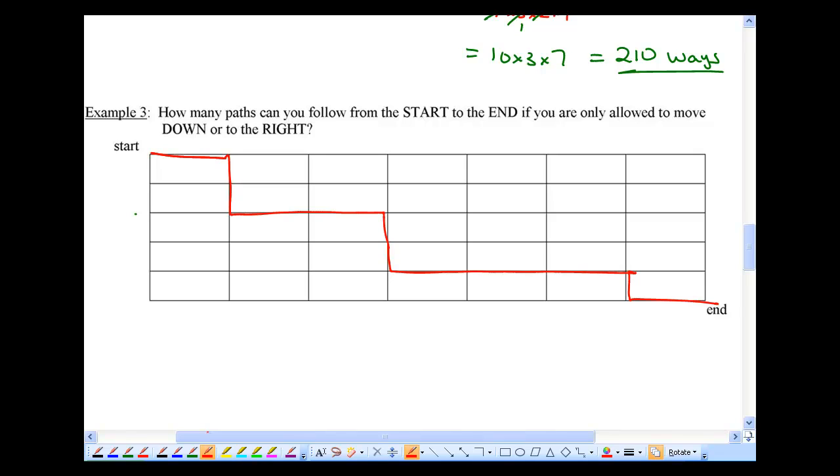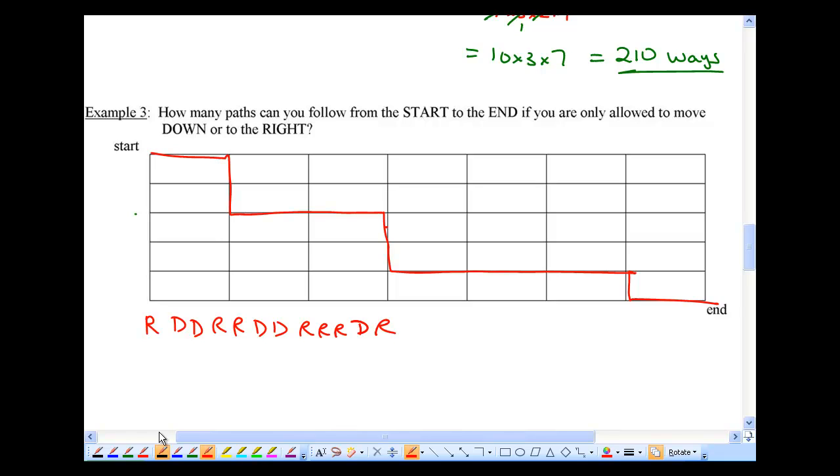Okay, so what did I do? I went right 1, down 2, right 2, down 2, right 3, down 1, right 1, 2, 3, 4, 5, 6, 7, 8, 9, 10, 11, 12. Right. Now, that's one pathway, but if I were to do the other ones, all I'm doing is just rearranging the R's and the D's.